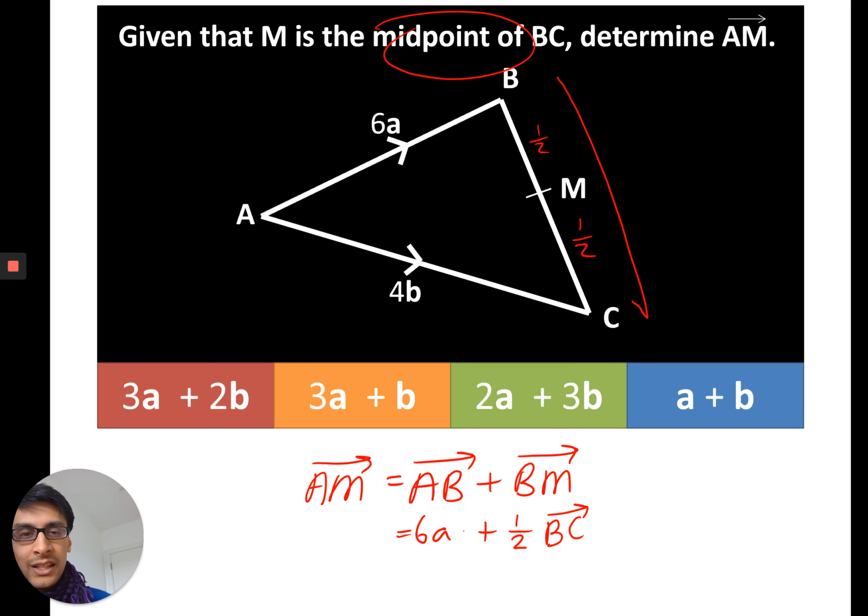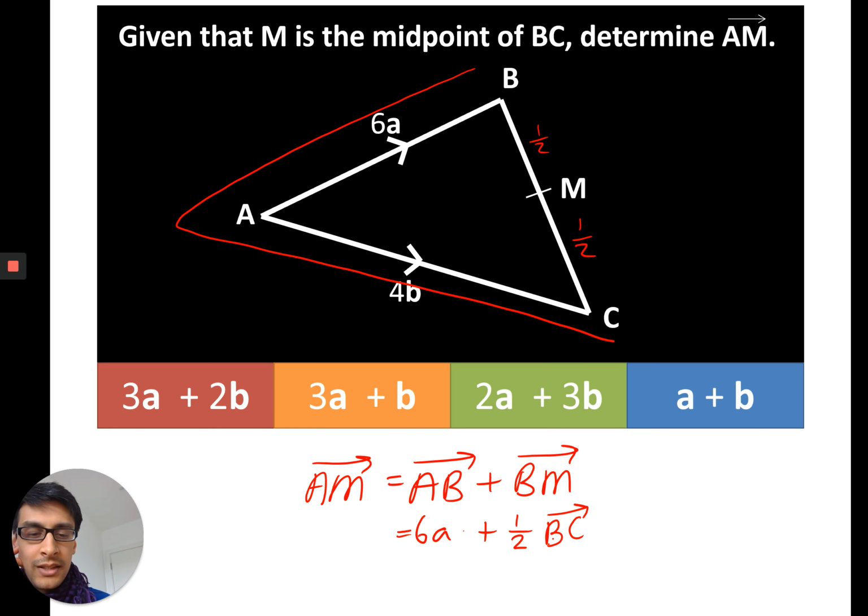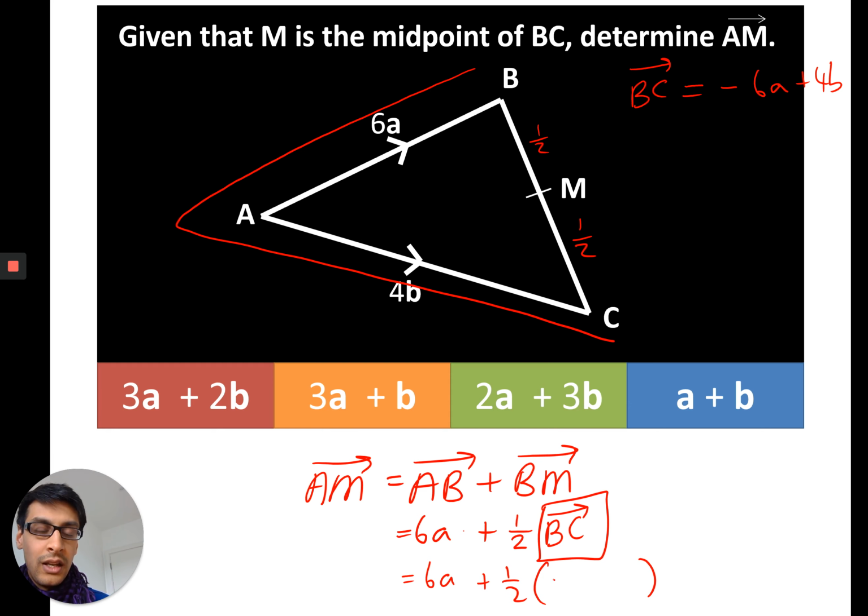And I know that BC, well, how am I going to work out what BC is? Well, BC, I have to go this way. So BC is the same as, I'll work out BC up here. You guys are going to need to do it on the side of your book somewhere as well. So BC is going to be -6a plus 4b. So then I can now replace this BC with -6a plus 4b. So this becomes 6a plus half brackets -6a plus 4b.